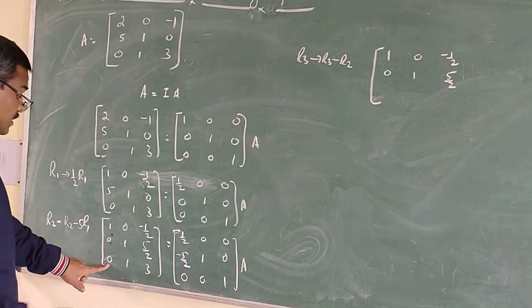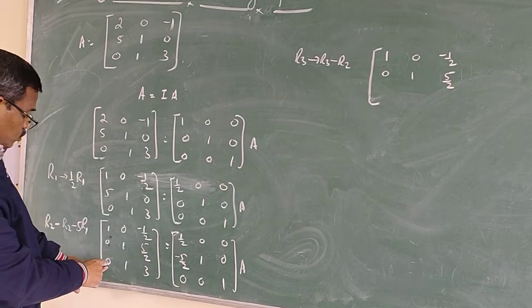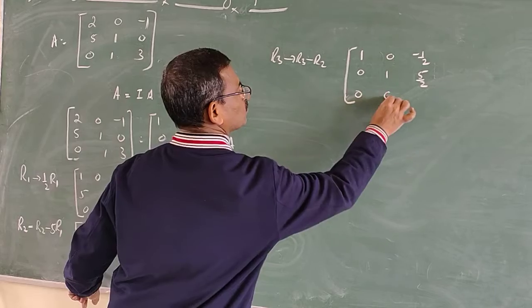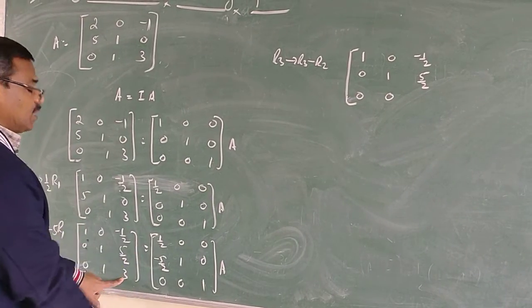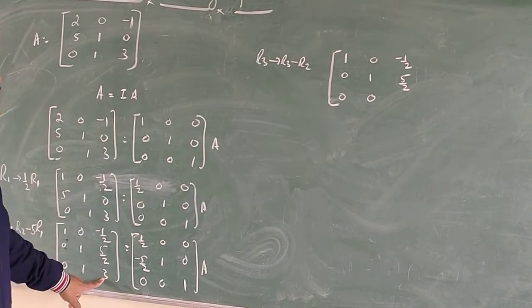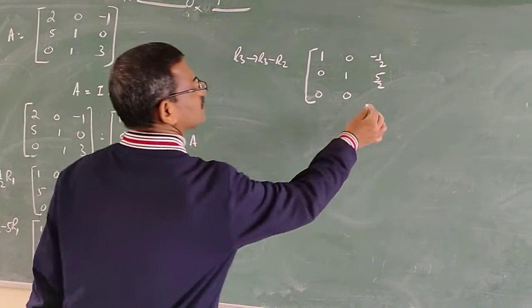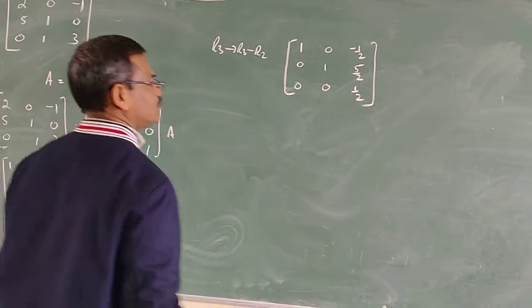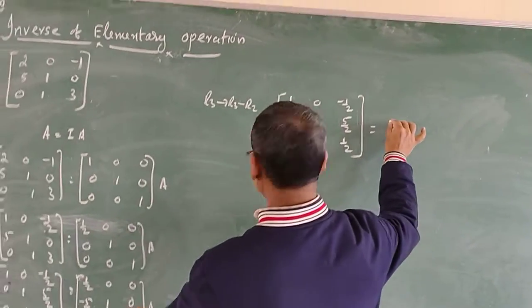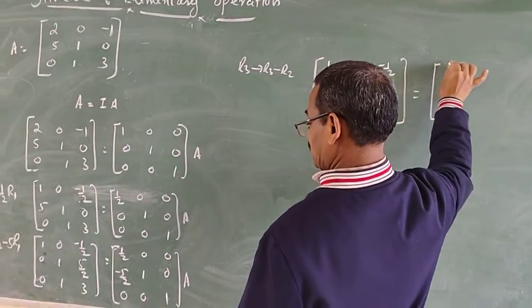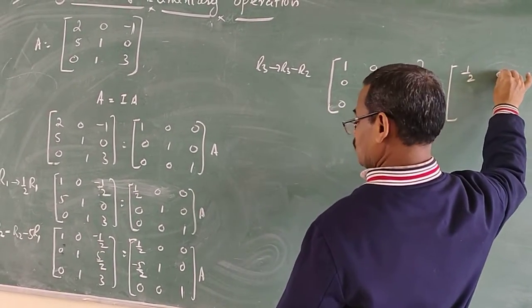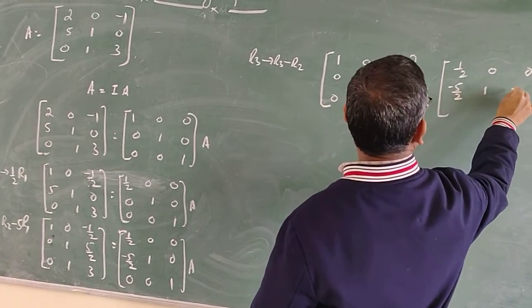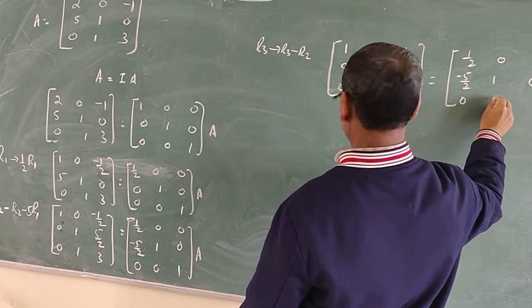What is R3? R3 minus R2. So 0 minus 0. Then 1 minus 1, 0. Okay. 3 minus 5 by 2. 5 by 2 means 2 and a half. So 3 minus 5 by 2 means 3 minus 2 and a half. We will get half here. So the same thing is to be applied here also. That is half, 0, 0, minus 5 by 2, 1, 0, 0, 0.